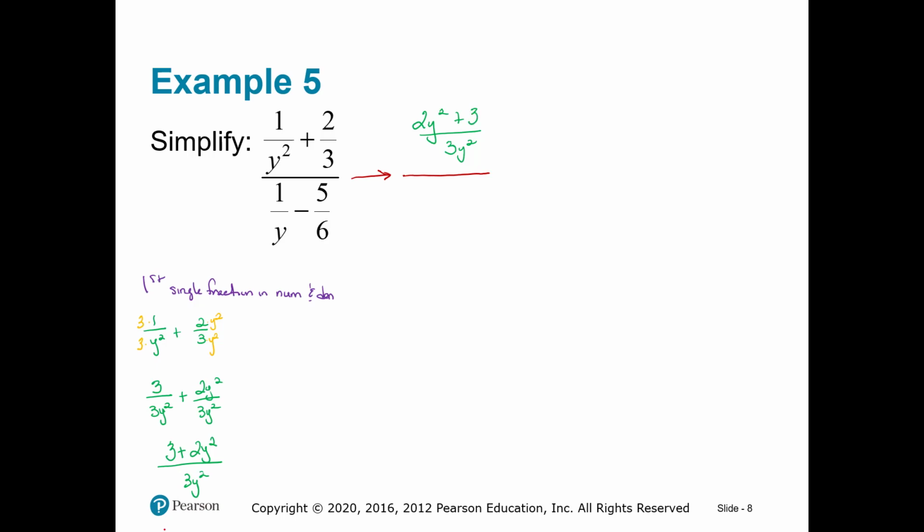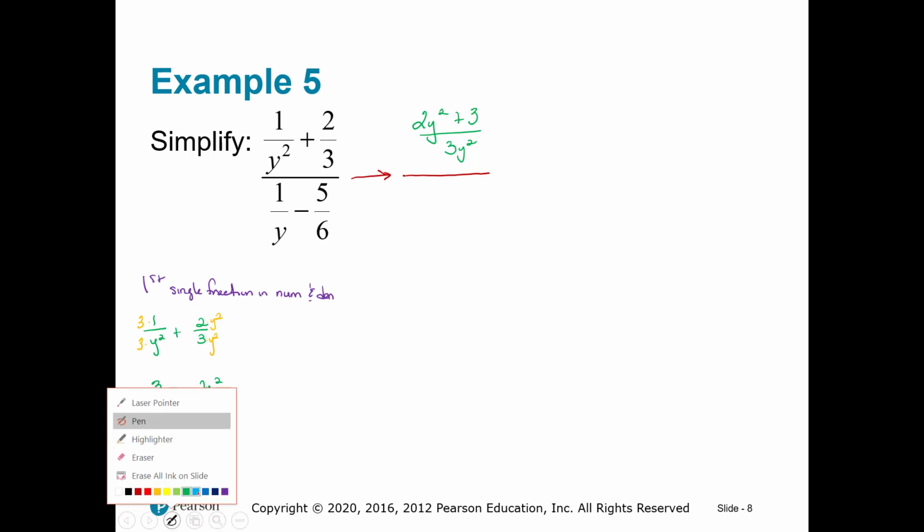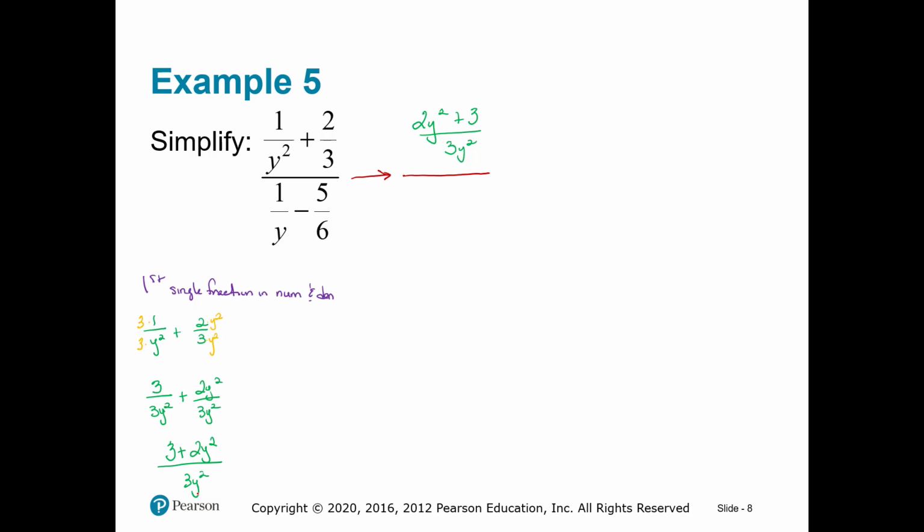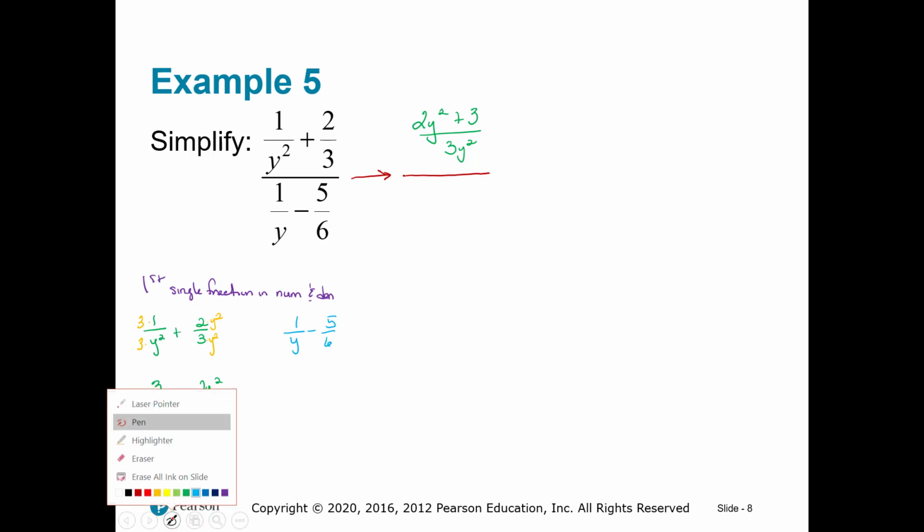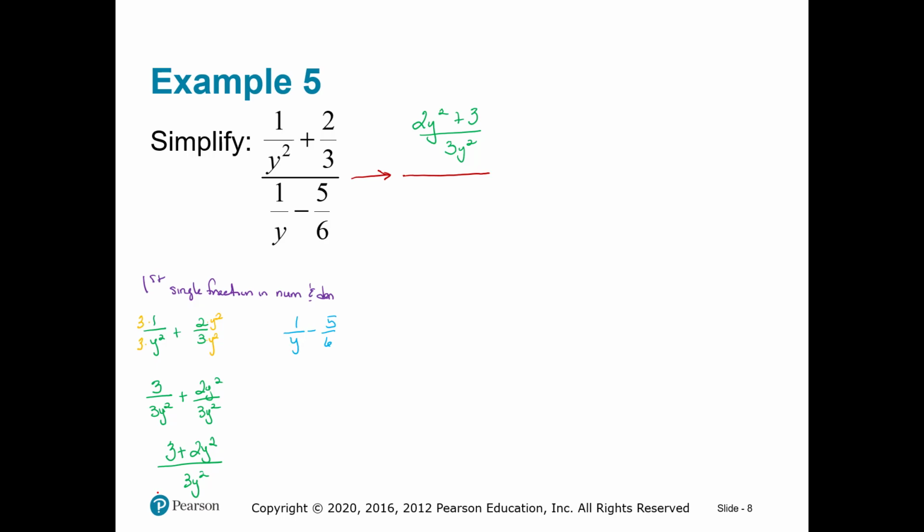All right, now it's time to work on the denominator. And the denominator is 1 over y minus 5 over 6. And again, same deal. The denominators are different. We can't have that. The denominators must be the same.